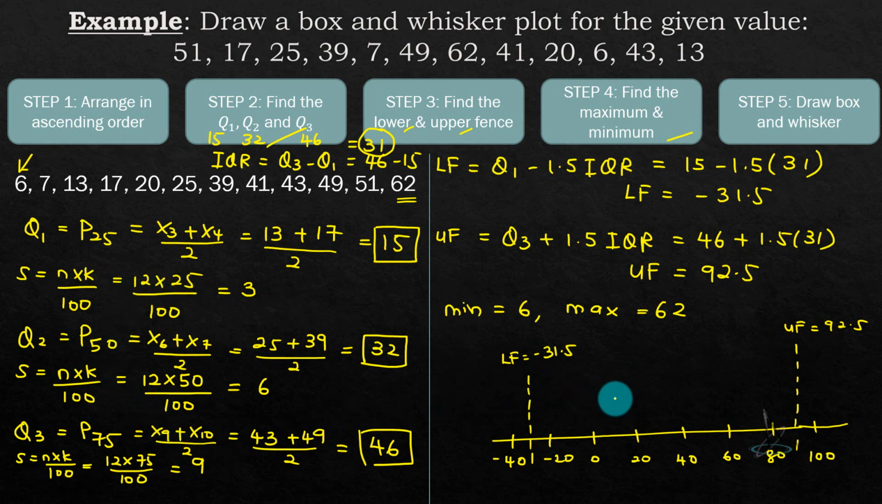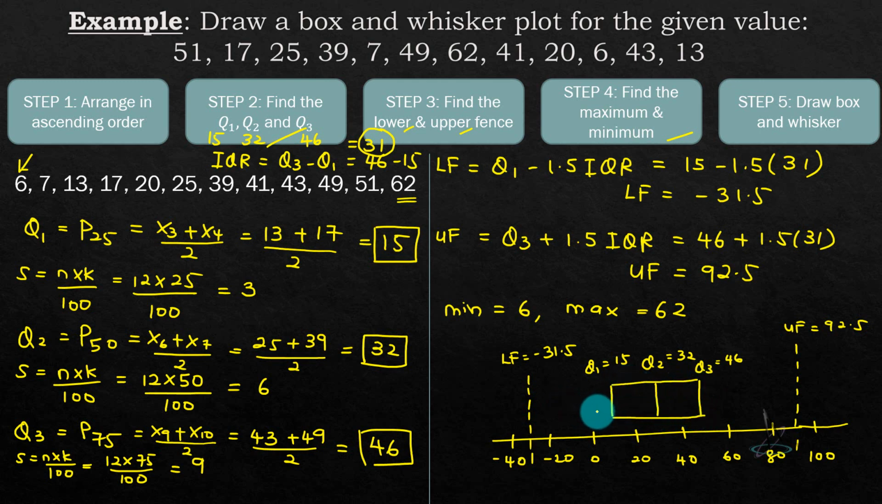So the first quartile is 15. So somewhere here. So this is Q1, which is 15. Second quartile is 32, or the median is 32. So Q2 is equal to 32. The third quartile is 46. So somewhere here. So this is Q3, which is 46. And then as the name says, box, so draw a box for them. So this is Q1, Q2, Q3, and then draw a box for them.